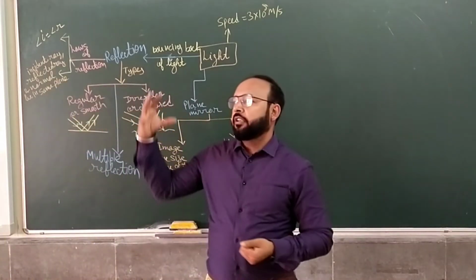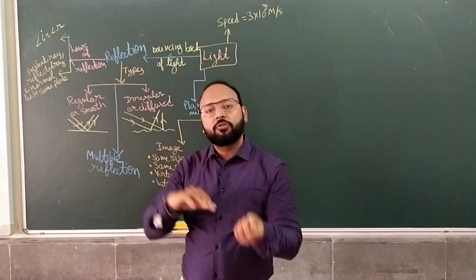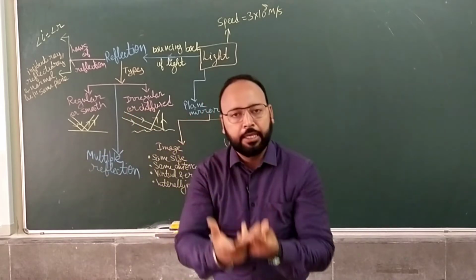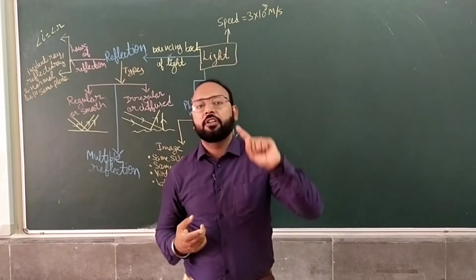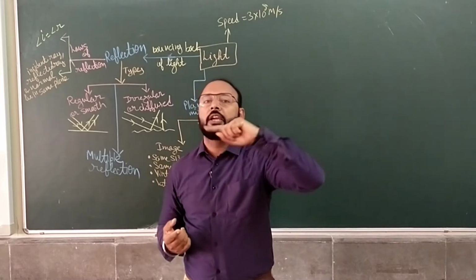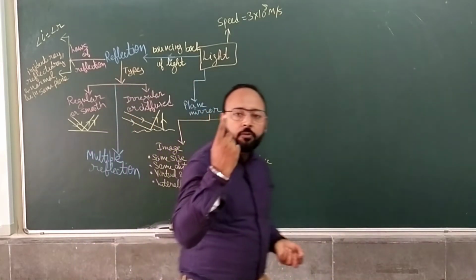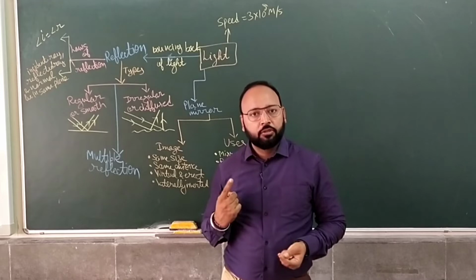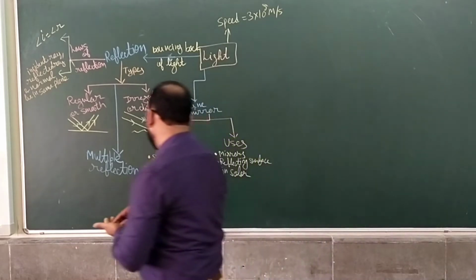Multiple reflection means when a ray of light is incident on a surface, it reflects back again. So what is multiple reflection? Multiple reflection is the reflection of the reflected ray of light again. That is known as multiple reflection. Now there will not be one image, there will be more images. How? There is a formula which we have already done.